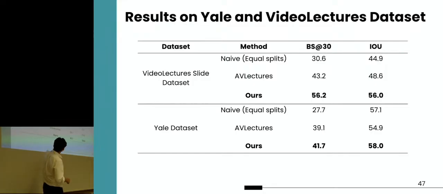And one thing we notice is that we have a high IOU for the naive method on the YEL dataset. This comes from the fact that most chapters in the Yale dataset are the same length. So obviously, when you split equally, you will have somewhat good performance in IOU.